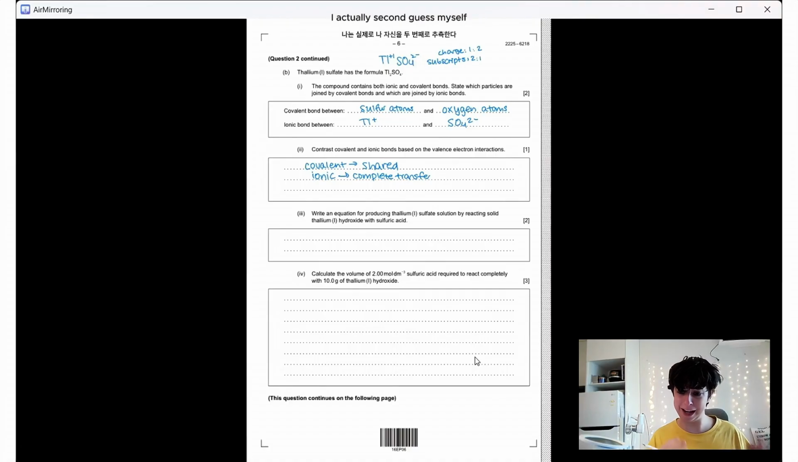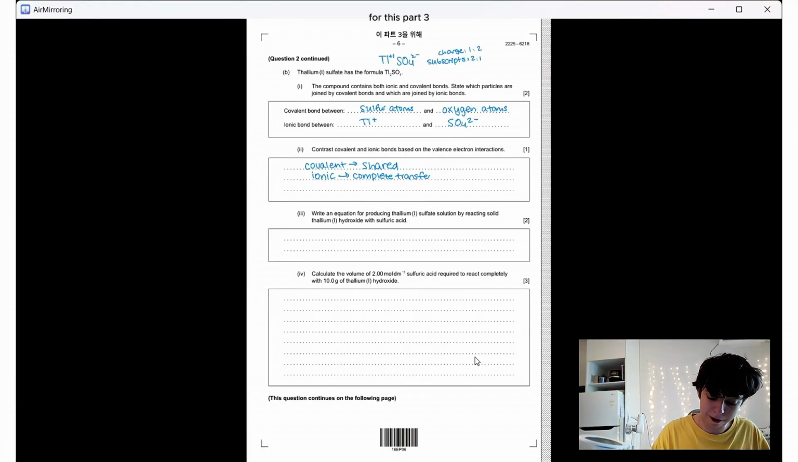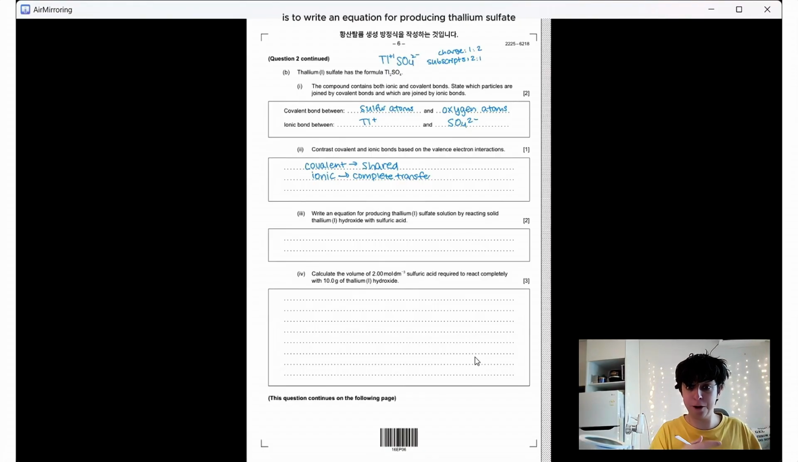Very simple. I actually second guessed myself when I was doing this exam myself. I was like, is that right? That feels too simple. No, it's right. For this part 3 is to write an equation for producing thallium sulfate. So once again, that is that Tl. God, why do I keep putting Ti?